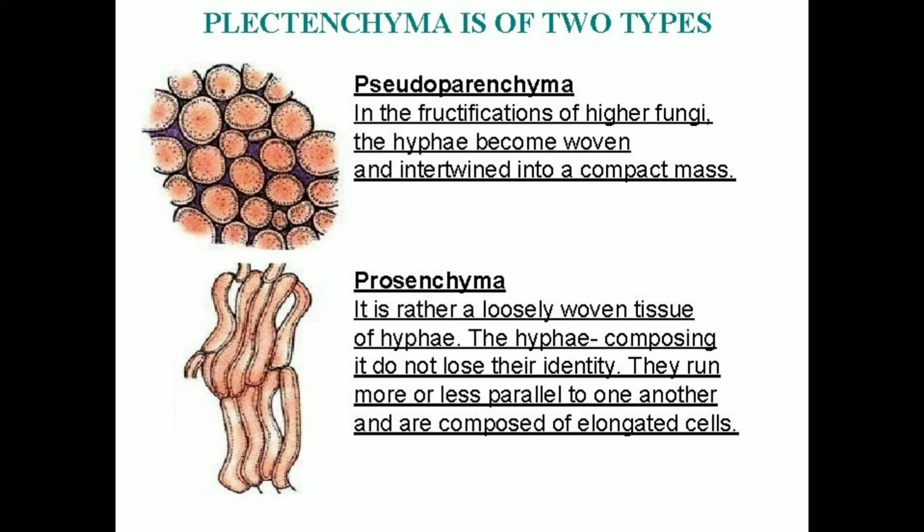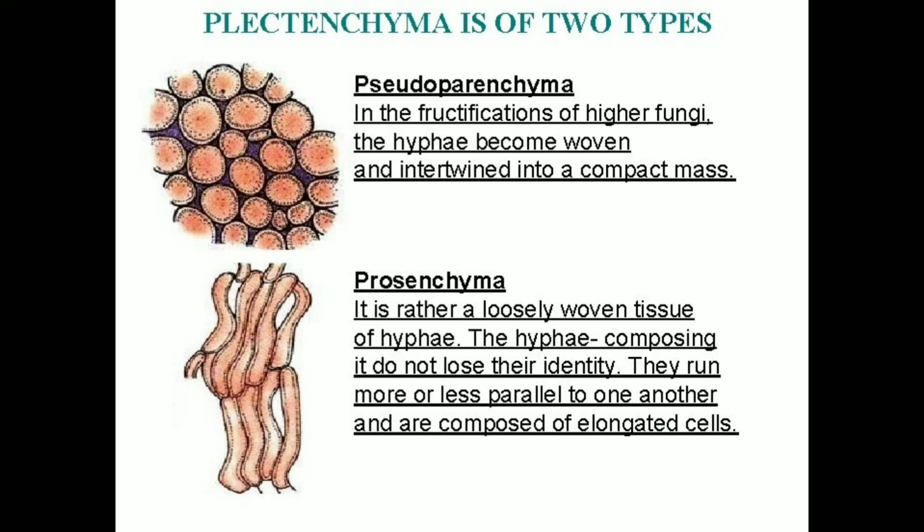So what is pseudoparenchyma? In the fructification of higher fungi, that is, during the development of higher fungi, the hyphae become woven and intertwined into a compact mass. As we know from the picture, a single hypha or a number of hyphae are grouped together and make a clump or compact mass. That structure is called pseudoparenchyma.